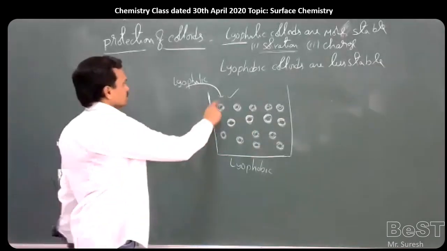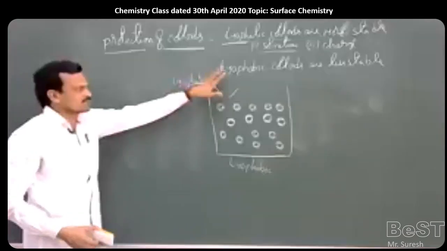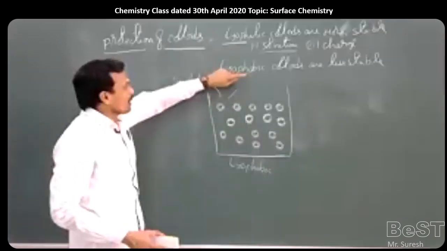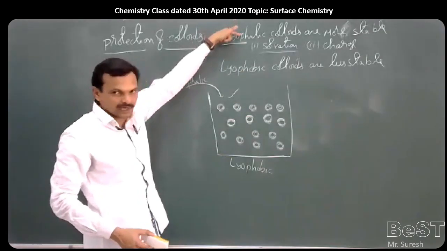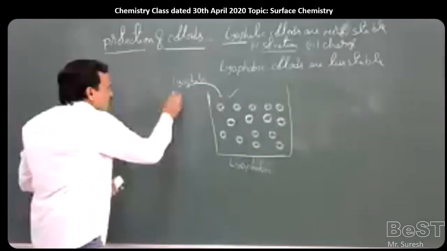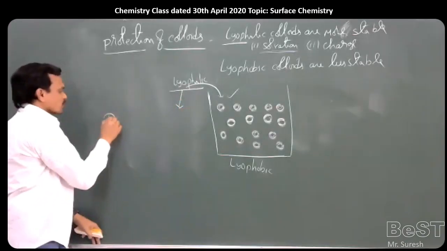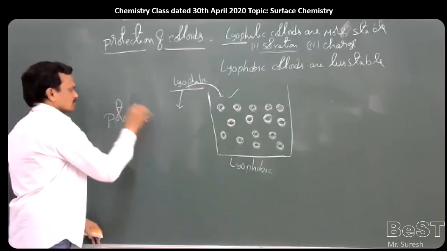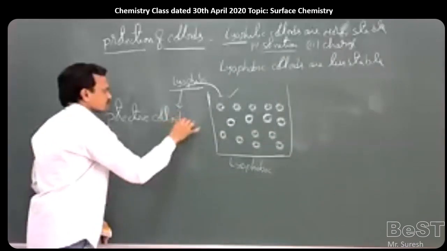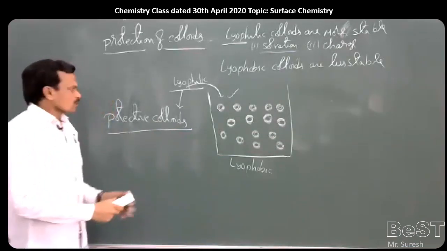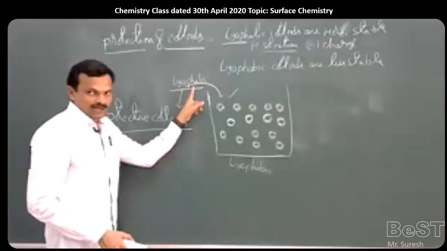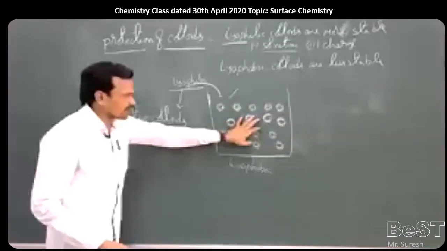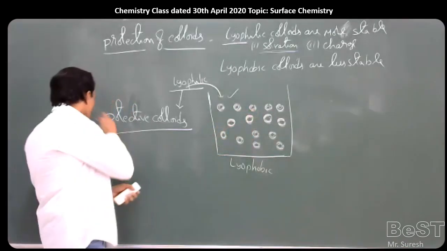So like this, lyophobic colloids are less stable, and these lyophobic colloids are stabilized by the addition of a small amount of lyophilic colloid. And this lyophilic colloid, what we added here, is called a protective colloid. So what are protective colloids? Protective colloids are the lyophilic colloids added in small amounts to lyophobic colloid to keep the lyophobic colloidal solution stable. That is called protective colloids.